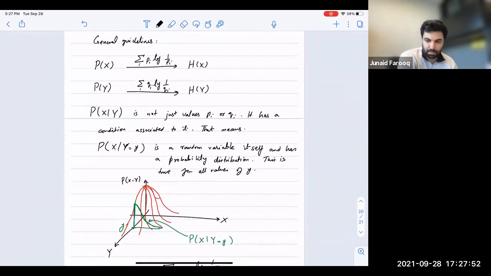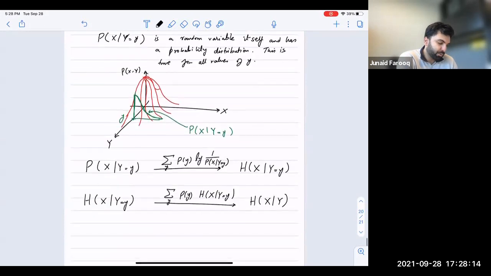If you're given two random variables x and y, and you're given their distributions, let's say the joint distribution, you can basically find everything. You can find the marginals, you can find the entropies h of x, h of y. Then you need to find conditionals, and from the conditional you can find the conditional entropy for a specific value of y. Then you average it, you get the conditional entropy h of x given y, and from there you can find the mutual information.